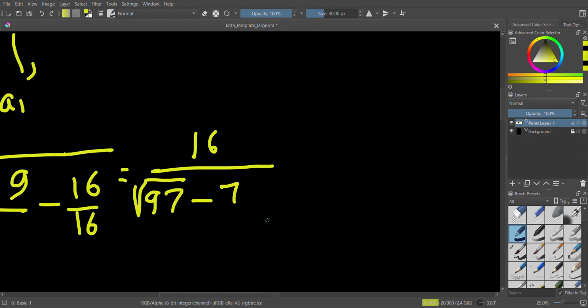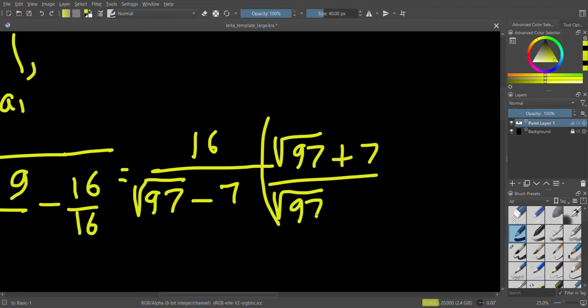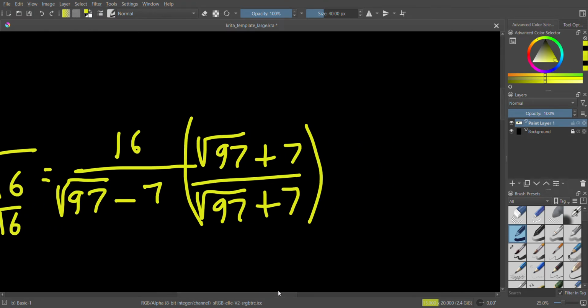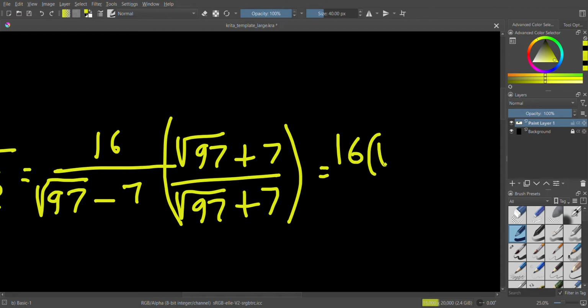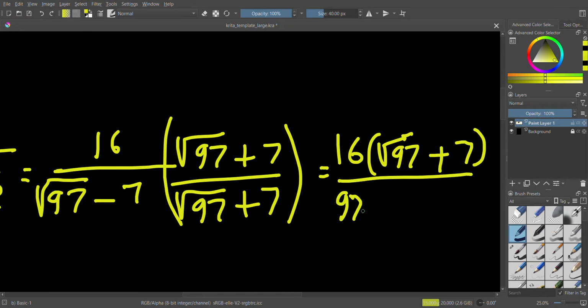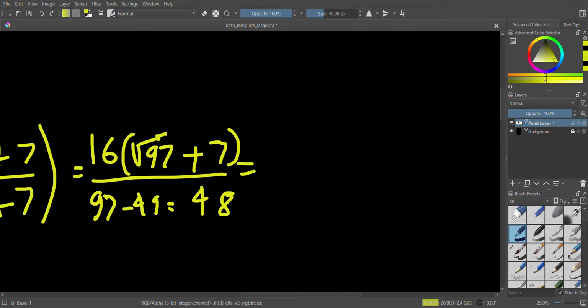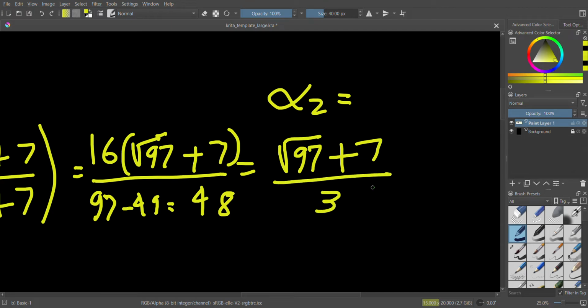Let's do the multiply by the conjugate, square root of 97 plus 7. And this product is 97 minus 49, which is equal to 48. So alpha sub 2 is equal to square root of 97 plus 7 divided by 3. And this is like 9, so 16 over 3, the floor of that. So A2 is equal to 5.